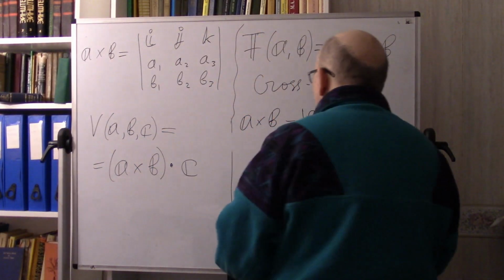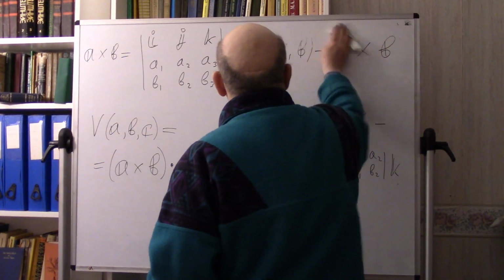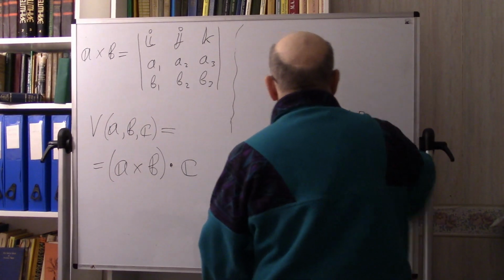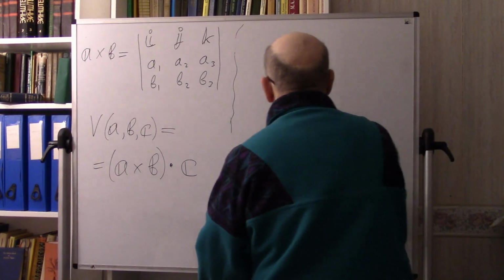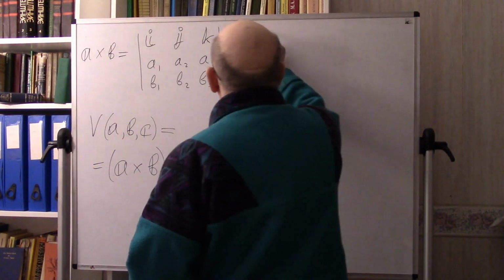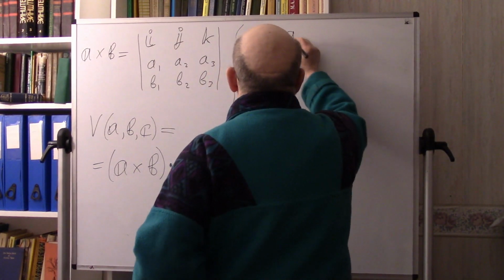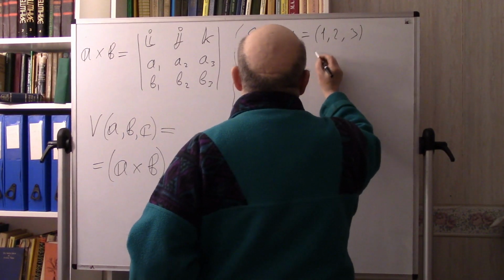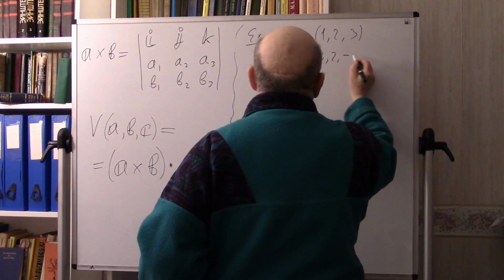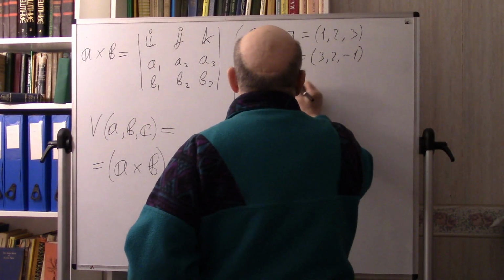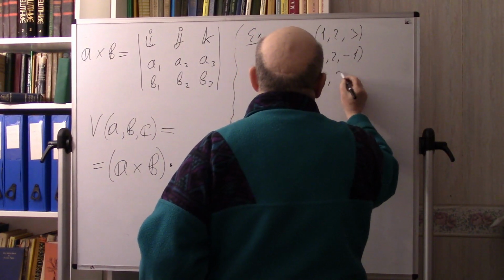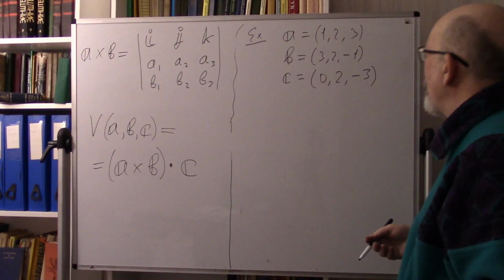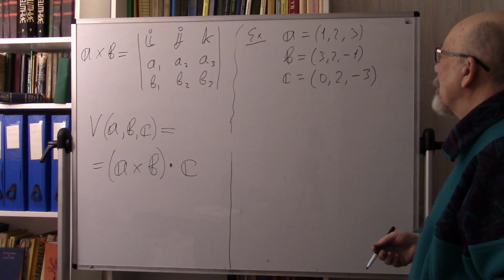Now, consider an example. A equals (1, 2, 3). B equals (3, 2, minus 1). C equals (0, 2, minus 3). Why not? I took them from my imagination.